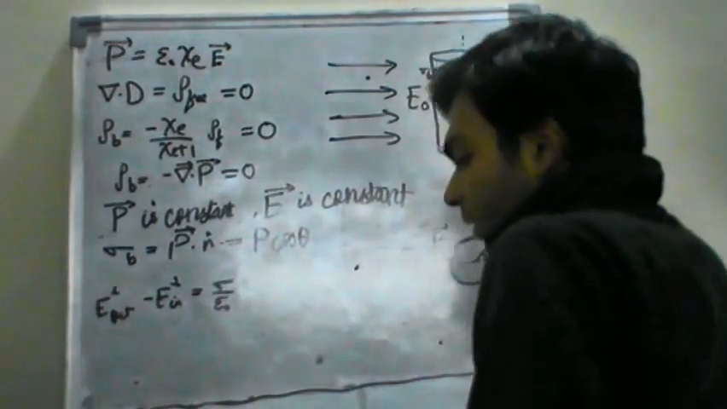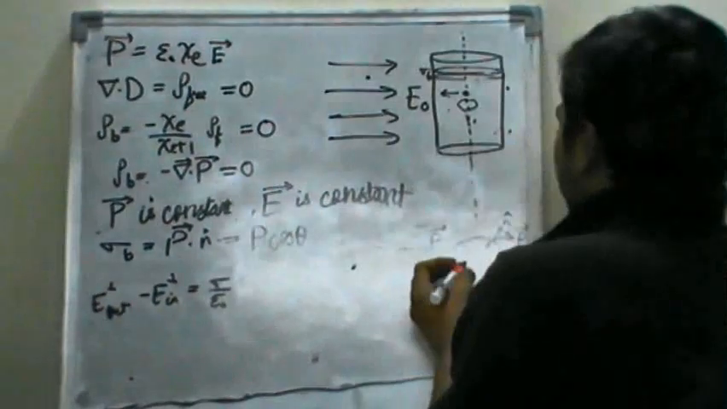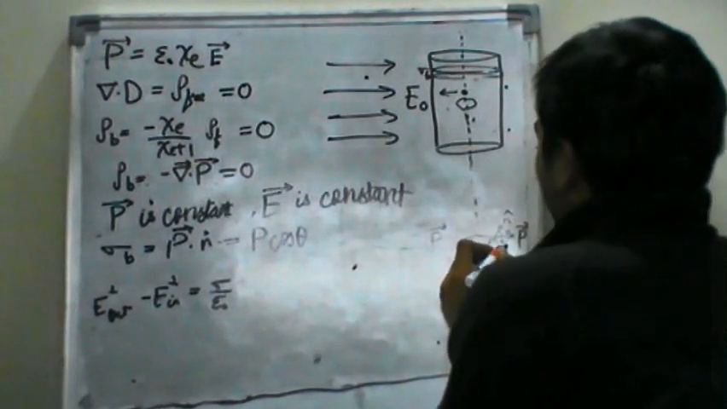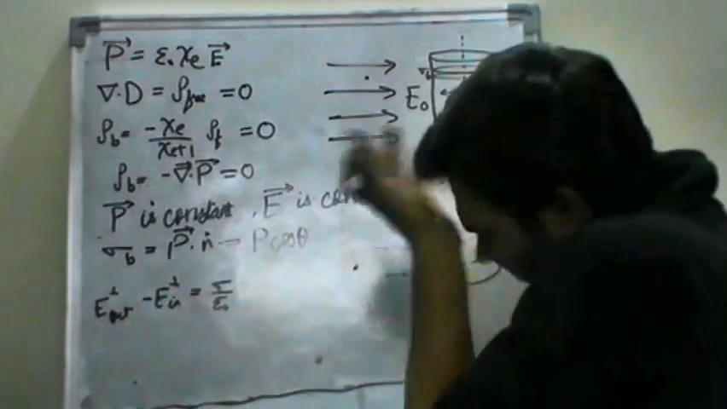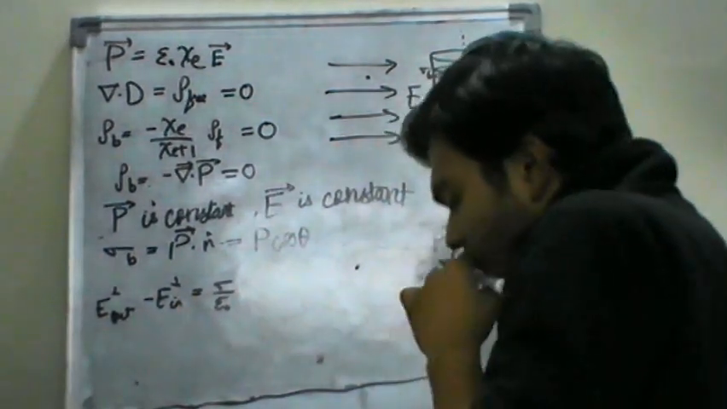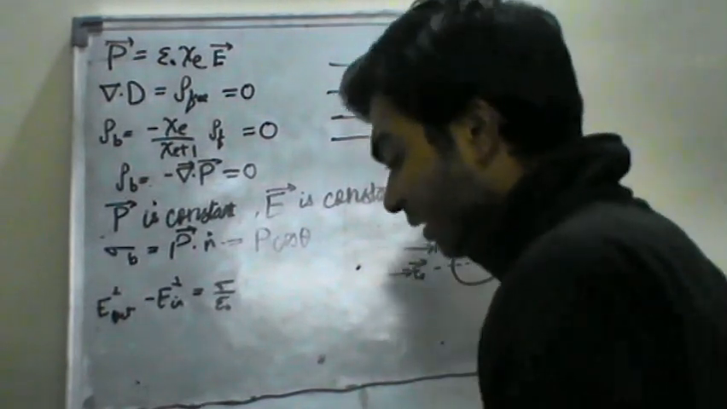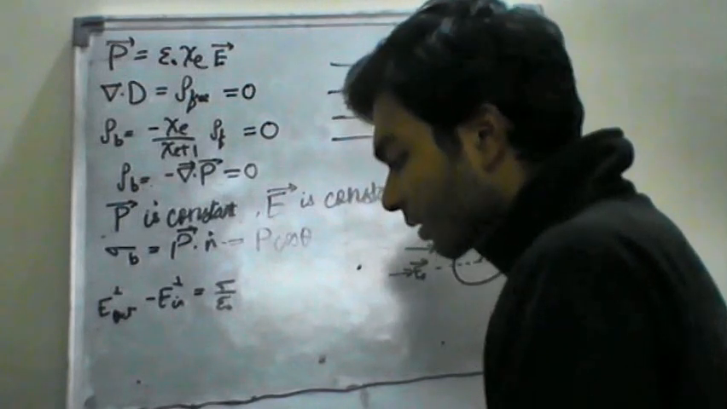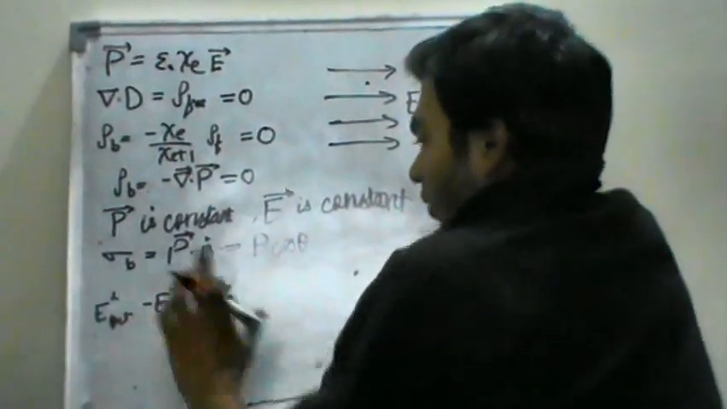So E perpendicular on the outside. This can be found now because there will be a sigma b here. We know that on the inside, by Gauss's law, this cancels. E perpendicular on the outside is equal to E naught cos theta plus the contribution from sigma b. This boundary condition we know.